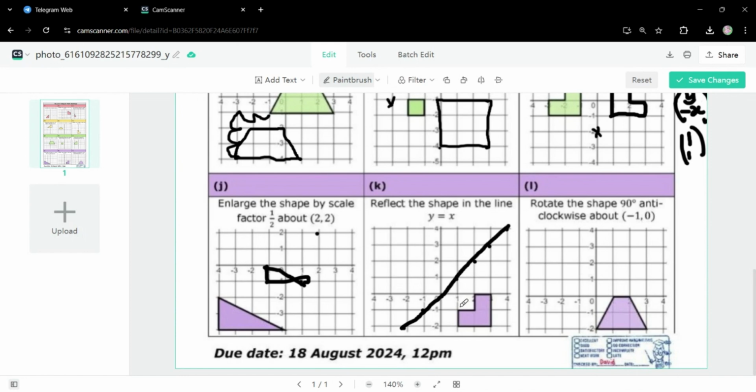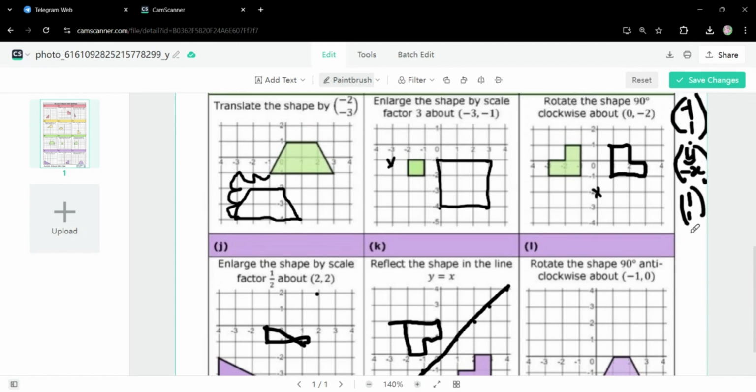So the line is something like that, and then if you look from the direction of the line, you can kind of tell that the opposite way of it is like that. So the object is opposite to the image, which is something you can tell from that. Okay, now moving on to rotate the shape 90 degrees clockwise about (-1, 0).